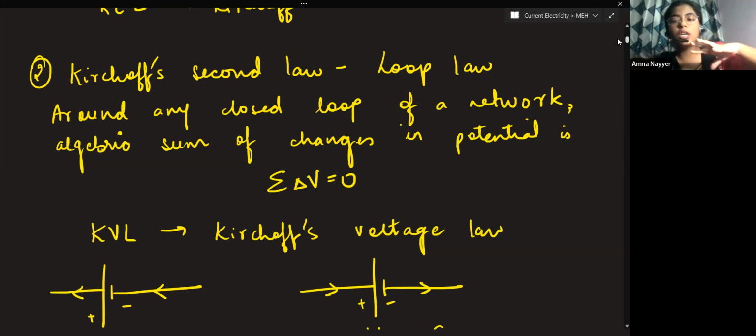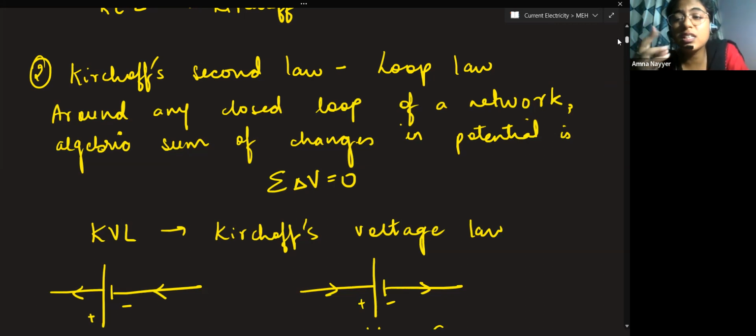Now, Kirchoff's second law is used in combination with Kirchoff's first law to solve questions, because many times your resistors are connected in such a way that you're not able to identify them as either series or parallel. You'll get confused about whether this combination is connected in series or in parallel. In that case, applying Kirchoff's law is a foolproof concept which will definitely lead you towards the answer. That is the advantage of Kirchoff's law.